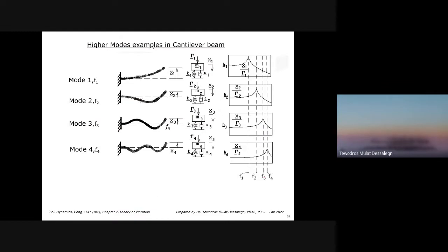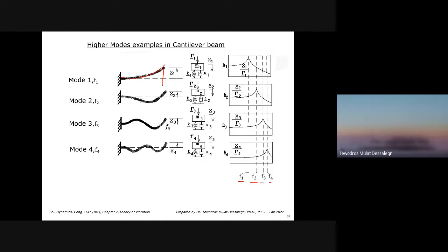Higher mode examples in a cantilever beam. This is the first mode deflection, like in a static motion. In a static motion, it deflects to one side. But if you have more vibration, now the bending changes. We see higher frequencies. With each deflection, we have different frequencies, F1, F2, F3, F4.